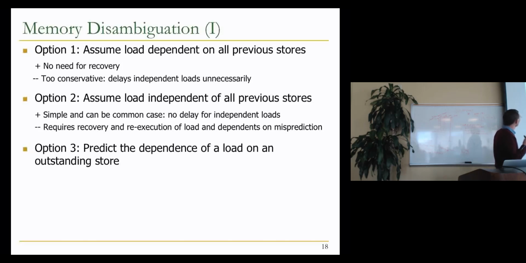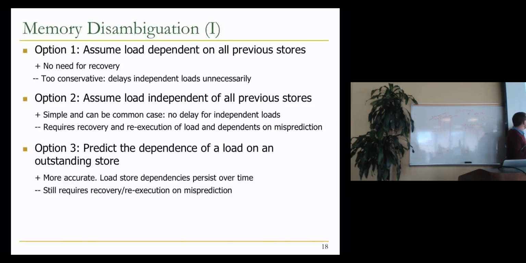Okay. The third option is more intelligent. Predict the dependence of a load on an outstanding store. It turns out you can do this prediction more accurately, because load and store dependencies persist over time. Even though you may not be able to determine them statically, dynamically you can say, oh, this load is going to depend on the store, because it has done so in the past. Does that make sense?